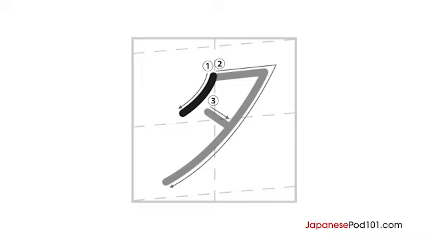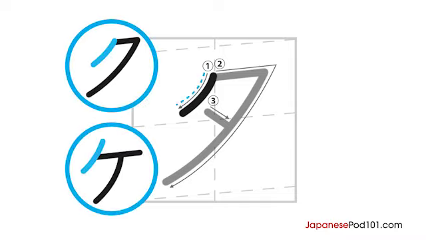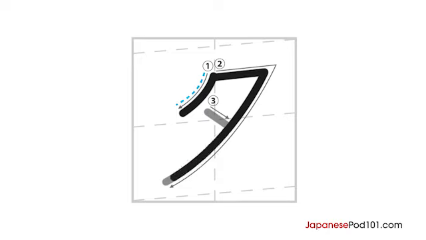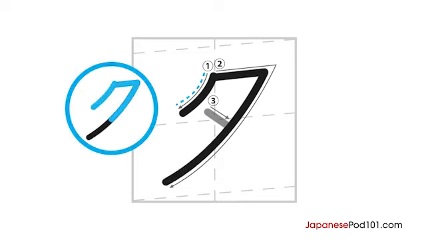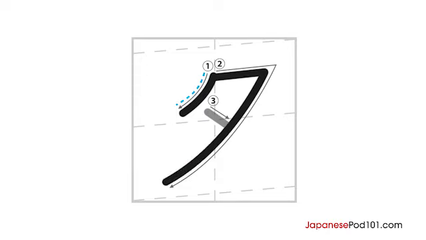The first stroke is a short curved diagonal line, just like the first stroke of ku and ke. The second stroke is just like that of katakana ku as well. It starts out as a horizontal line coming from where the first stroke starts. Then it turns sharply into a curve going down to the left. The third stroke is a short diagonal line that ends up touching the curve of the second stroke. Okay, let's see it again.